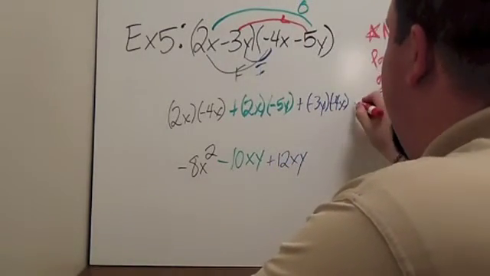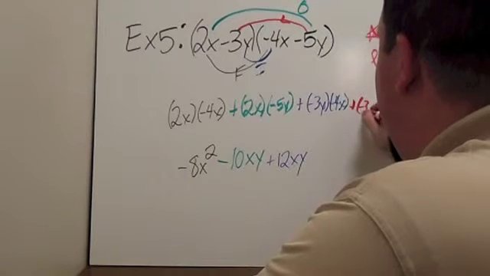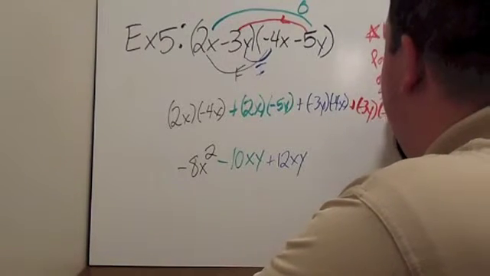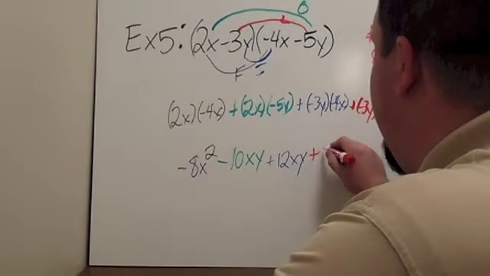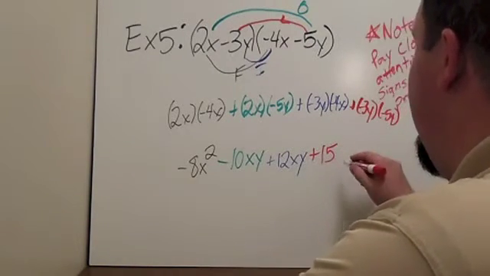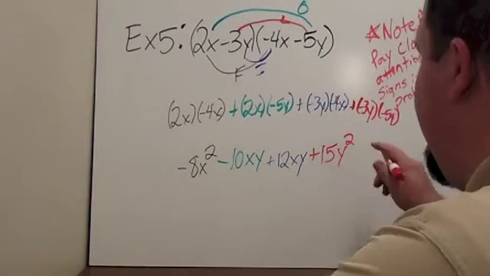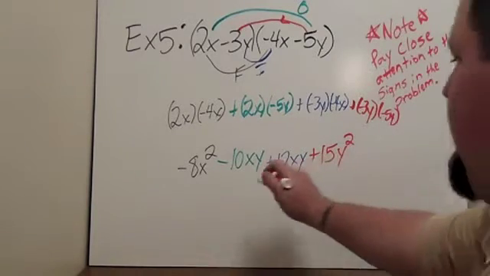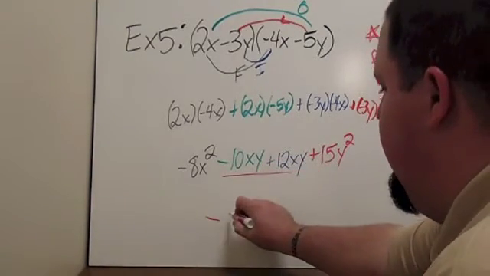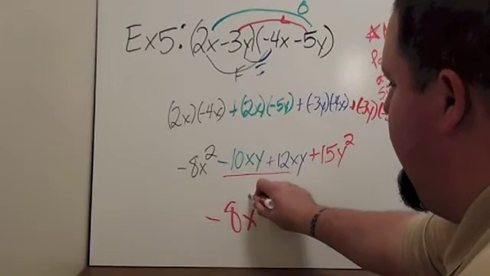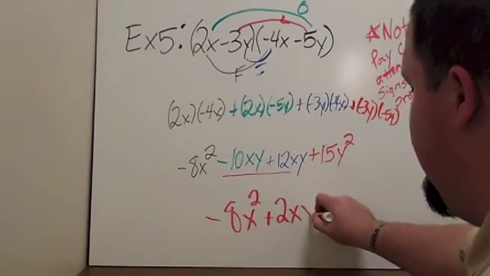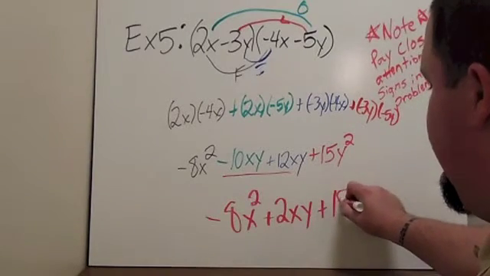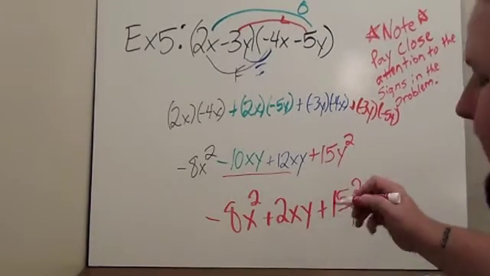We still list them alphabetically and by order of power. So then lastly, negative 3y times negative 5y. Negative 3 times negative 5 will again give me a positive number. It'll be positive 15y squared. I combine my like terms. I'll have negative 8x squared plus 2xy plus 15y squared.